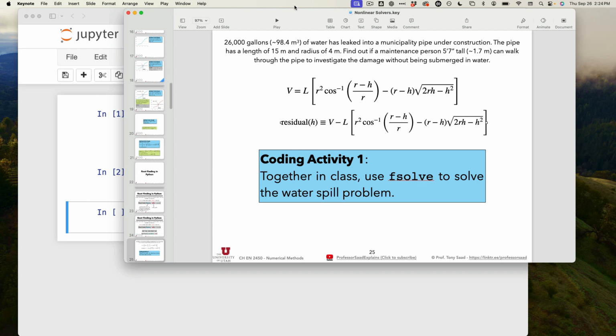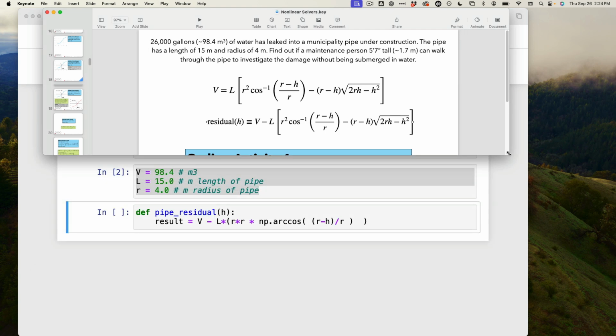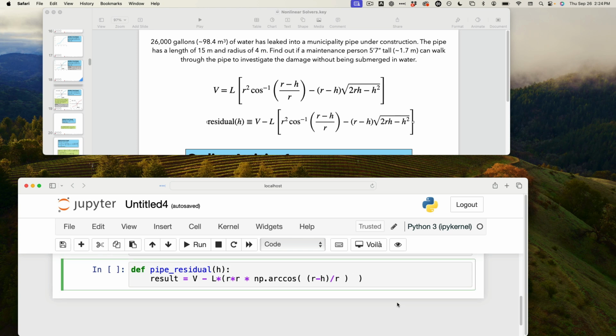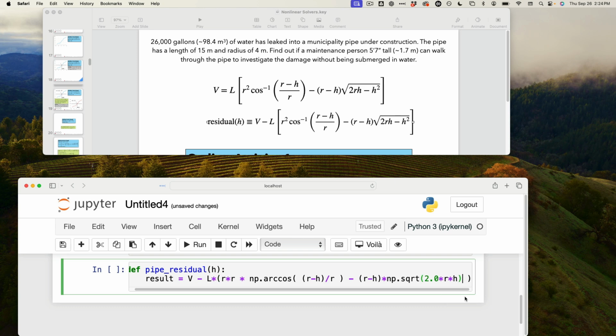Sorry, I keep moving back and forth as you guys are typing. So V minus L times R squared times inverse cosine of R minus H over R, and then minus R minus H times the square root, so np.sqrt, open parentheses, and I have 2.0 times R times H minus H squared, and then closing parentheses. You see how Python highlights the parentheses for you? It's matching that last one with this one.